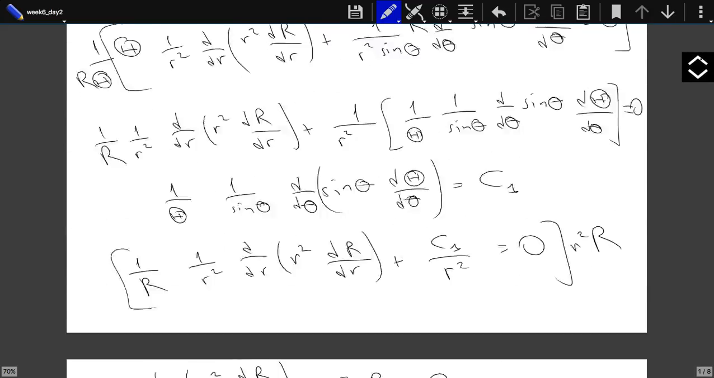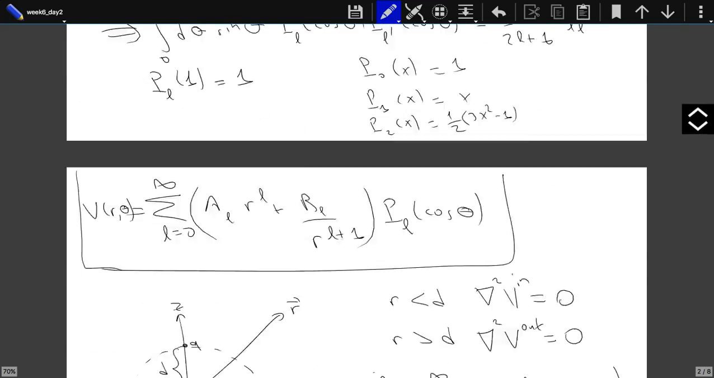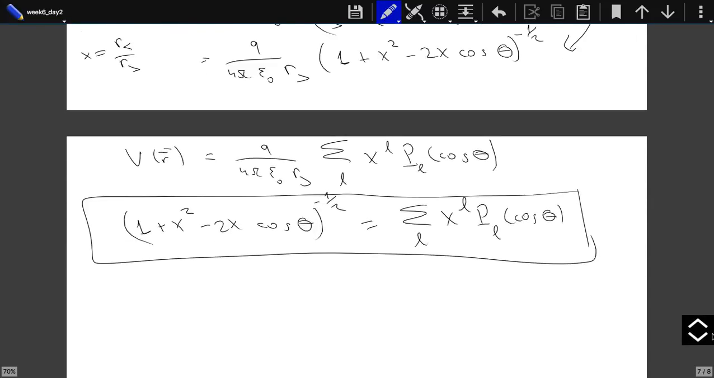Well, let's start. This was the problem we had. We just wanted to solve this problem using separation of variables. Of course, along the way, we did define lots of things. And then we even obtained the proof that this square root is the generating function of the Legendre polynomials using the uniqueness theorem.